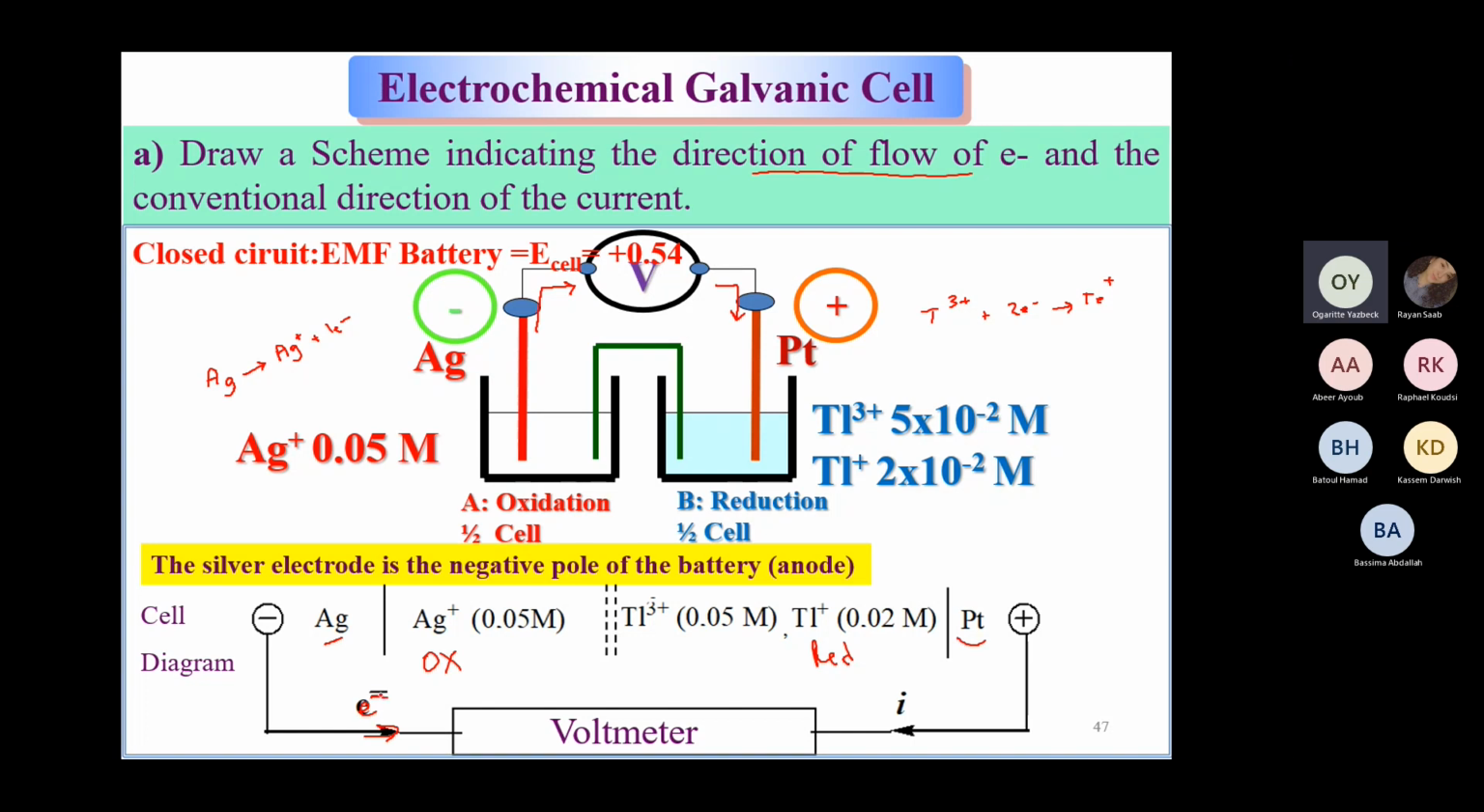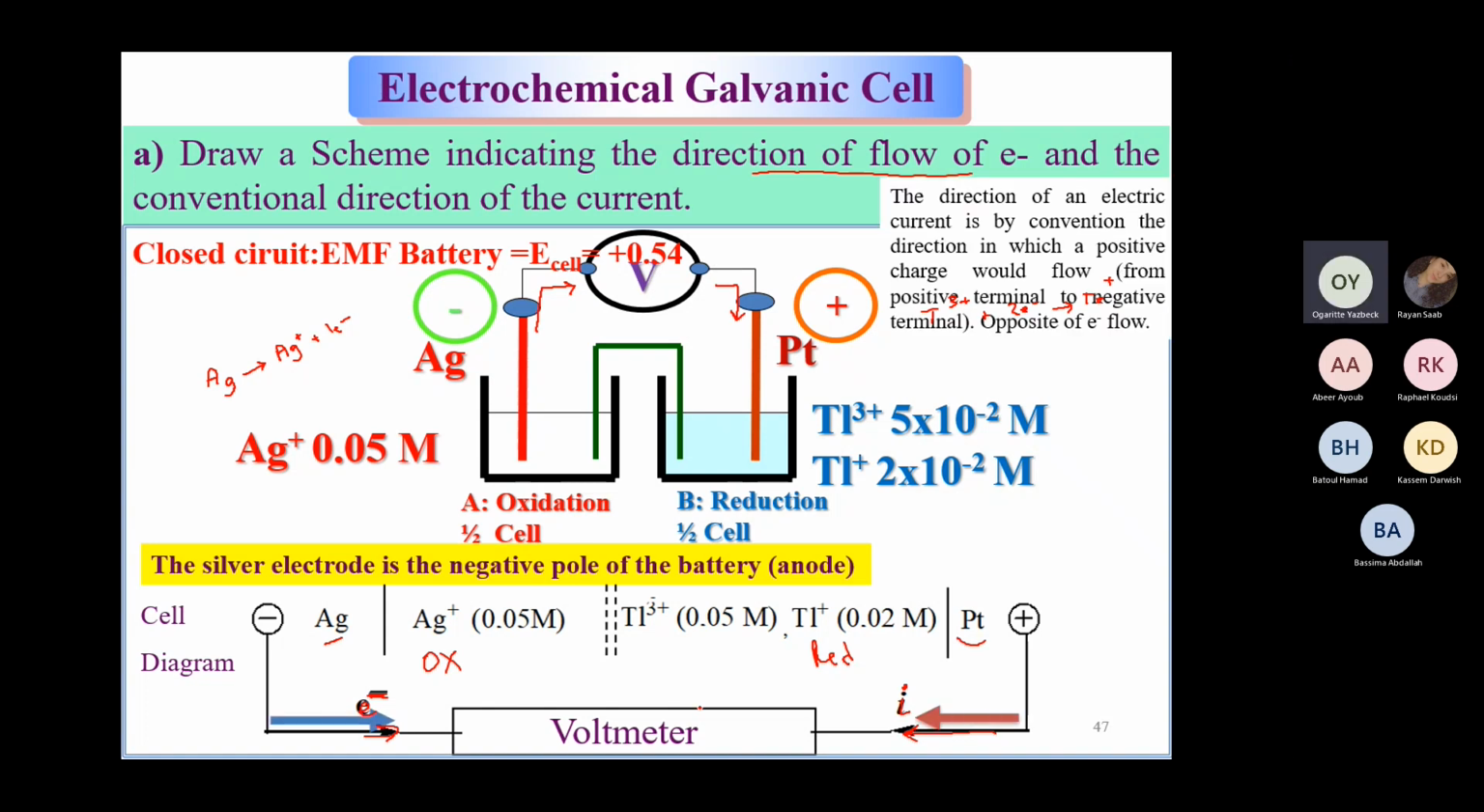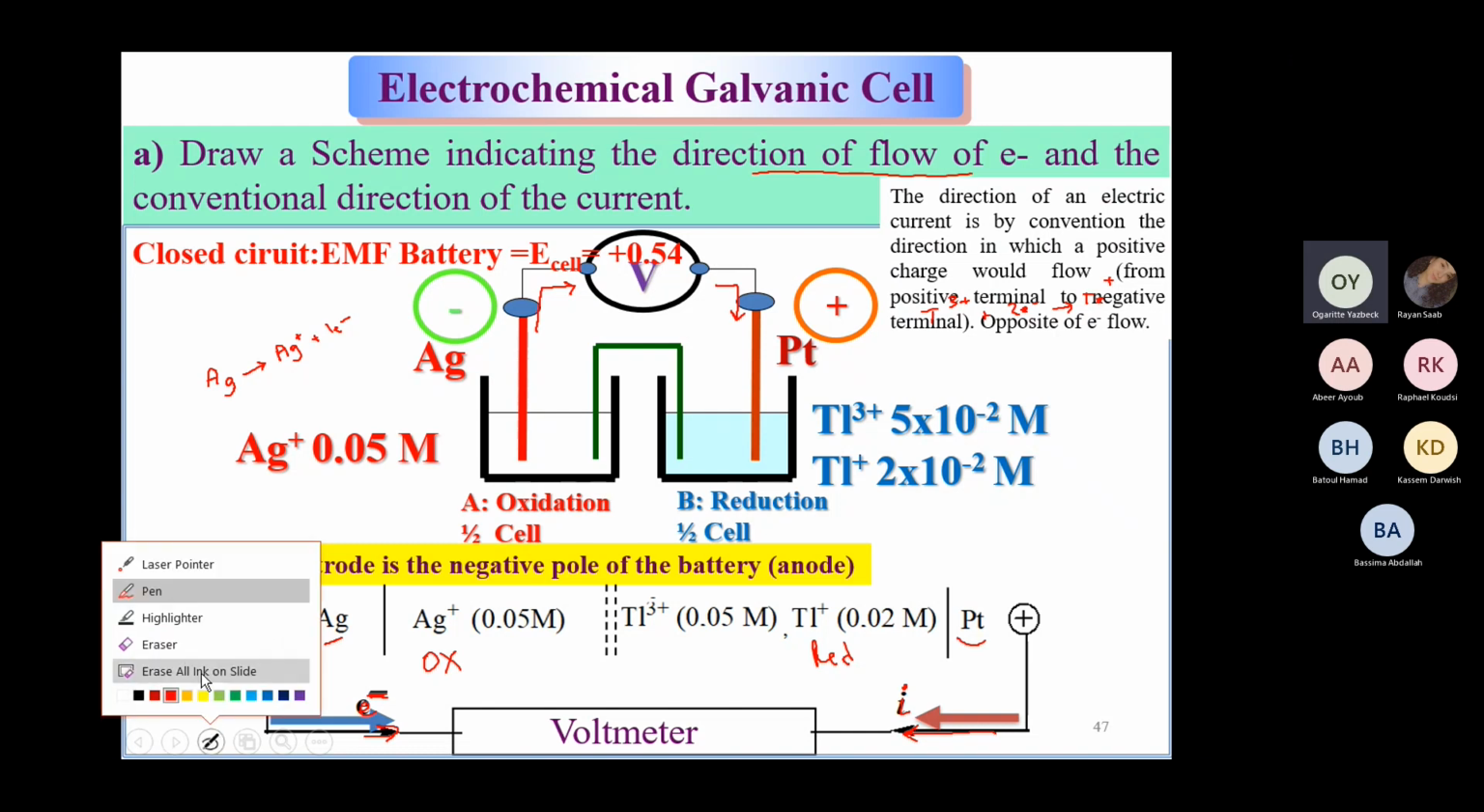This is the electron flow. The current always flows in the opposite direction of the electron flow. So the current is opposite. So you put it on the opposite side and you write I for current. Okay, electron flow, current flow. I need to read this for you.